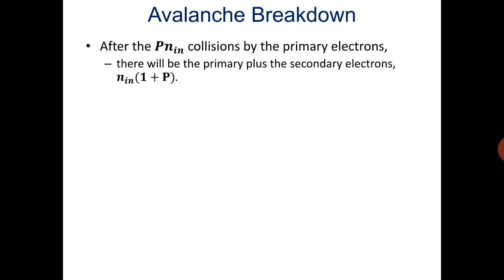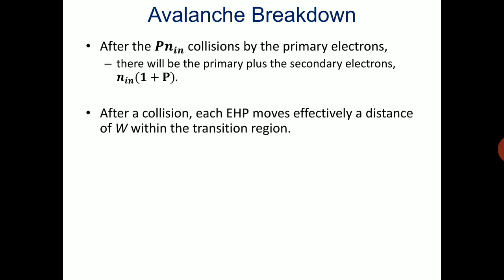Okay, after the P N_in collision by the primary electrons, there will be the primary plus the secondary electrons. We know that an electron colliding generates a new electron, and that new electron colliding generates another new electron. Now we are trying to formulate the equation. After the collision by the primary electron, there will be the primary plus the secondary electrons: N_in times (1 + P). The probability was P times N_in, plus another electron getting generated, so P N_in plus N_in. If you take N_in common, from both the primary and secondary collision, the electrons are N_in times (1 + P).